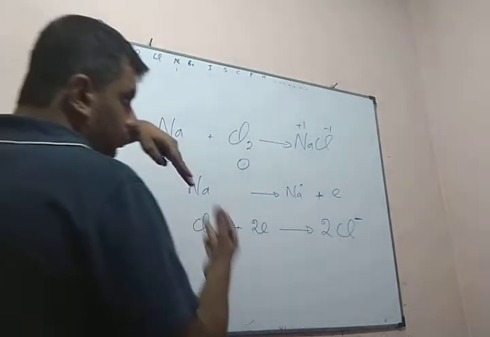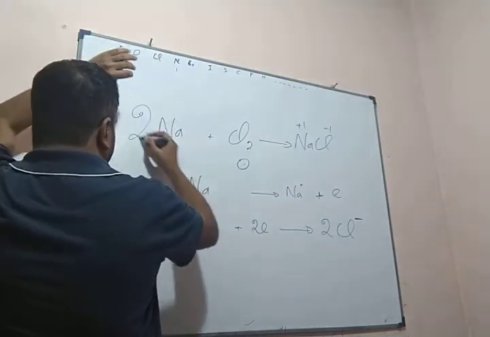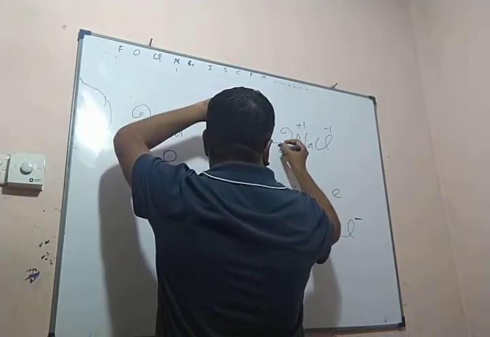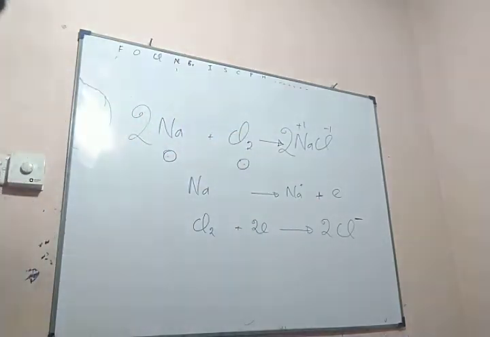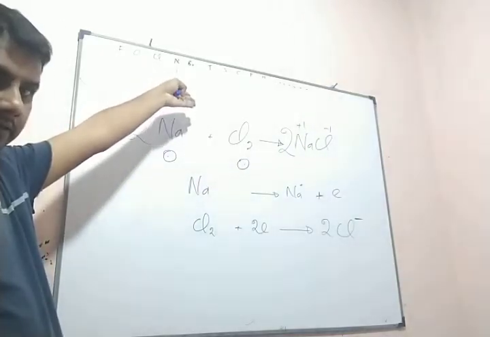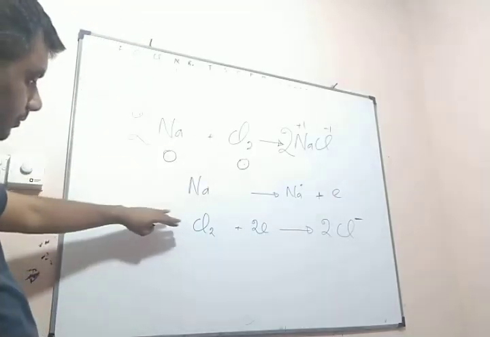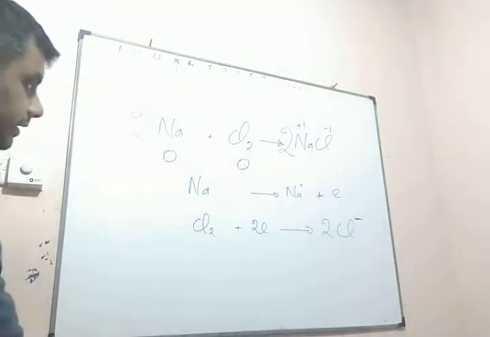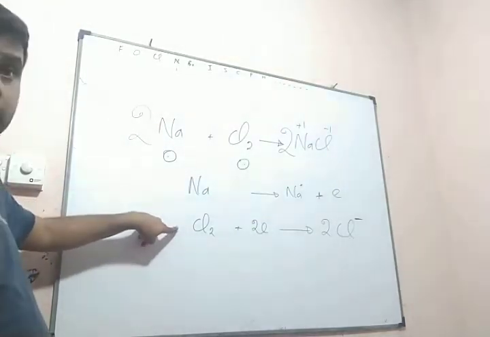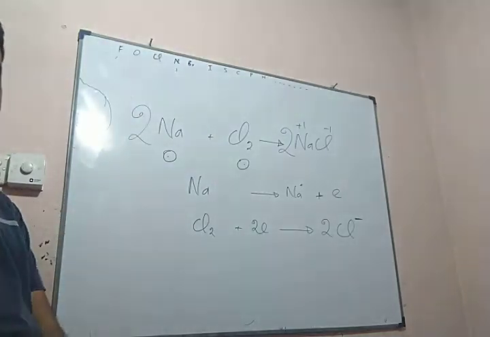If you add these two, you will end up with this. We'll balance that. If you add these two reactions, this would be the result. These two are called half reactions, and the first is called the oxidation half reaction, and this one is called the reduction half reaction.